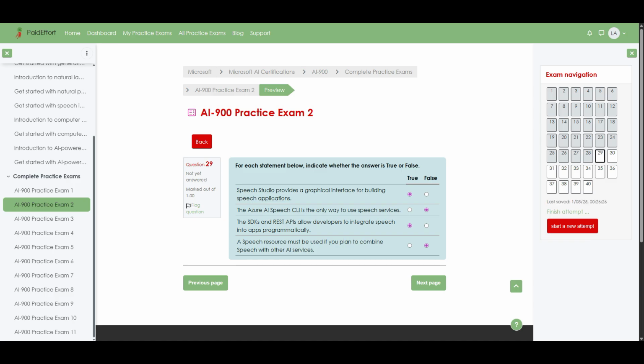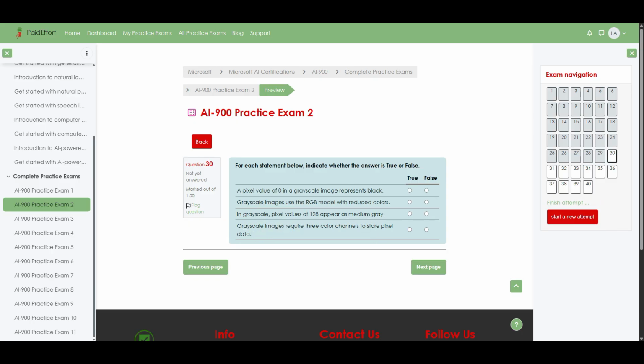Finally, if you're combining Azure AI Speech with other services like Vision or Language, a speech resource alone won't be sufficient. You'd actually use an Azure AI Services resource instead, which is designed for bundling multiple AI capabilities under a single resource. This combination ensures easier management, unified billing, and streamlined access control.